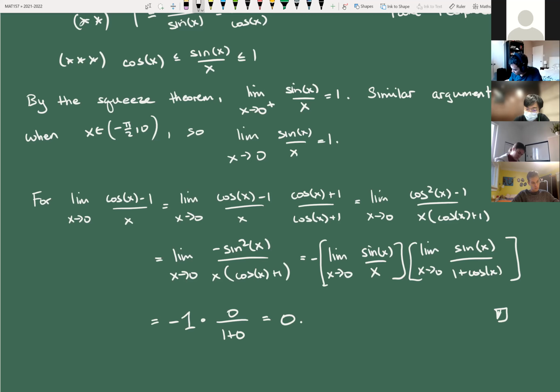So now we've given these limits, and we've proven that they exist. And it's not obvious, right? It took a bit of work. So are there any questions about this?